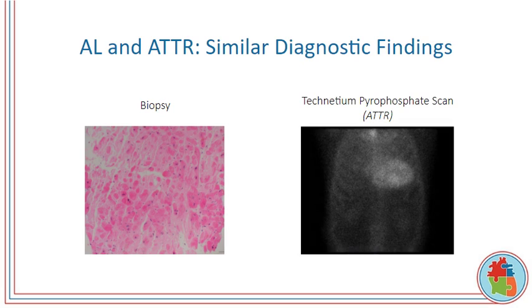Technetium-labeled bone scintigraphy, such as the pyrophosphate scan, has emerged as a non-invasive diagnostic option for ATTR. However, a small percentage of patients with AL will also have a positive technetium scan. So because of this, additional techniques are needed to clarify the amyloidosis subtype and distinguish between AL and ATTR before selecting a therapeutic pathway.